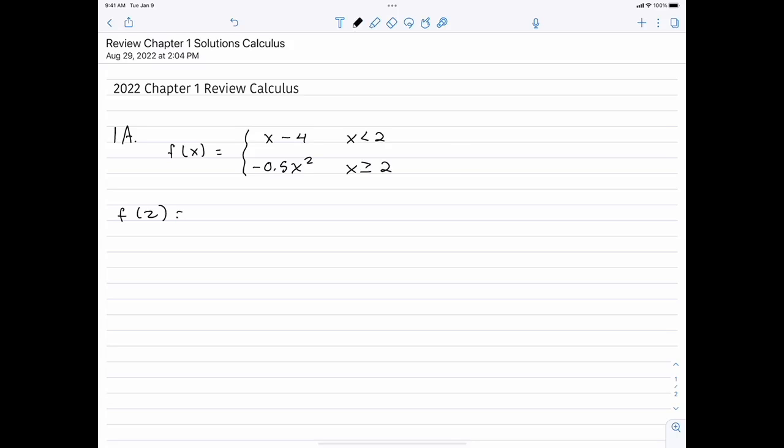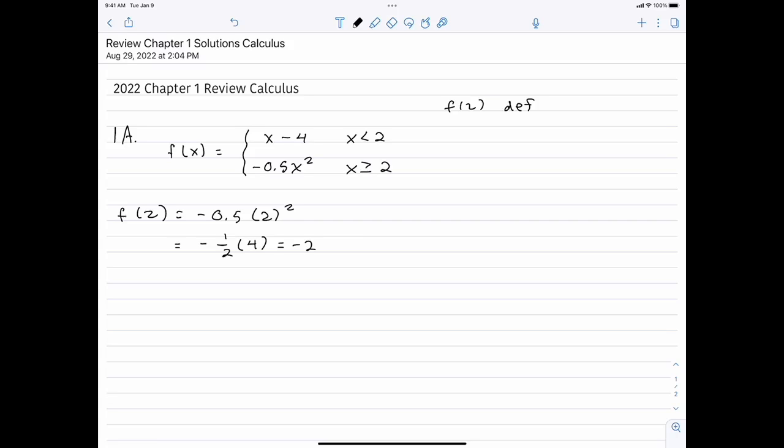So let's do that. f of 2 equals negative 0.5 times 2 squared. I'm going to figure out what that is. That's negative 1/2. 2 squared is 4. 4 times negative 1/2 is negative 2. Okay, so I have shown that f of 2 is defined. First part of being continuous, taken care of.